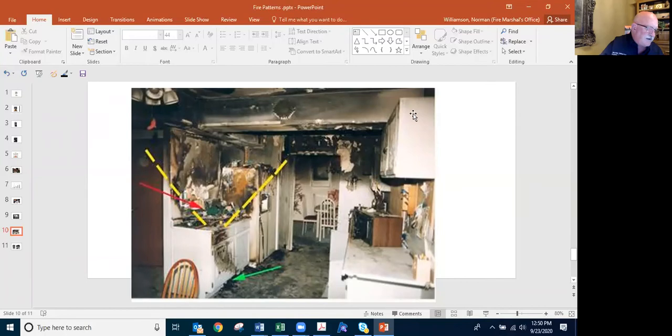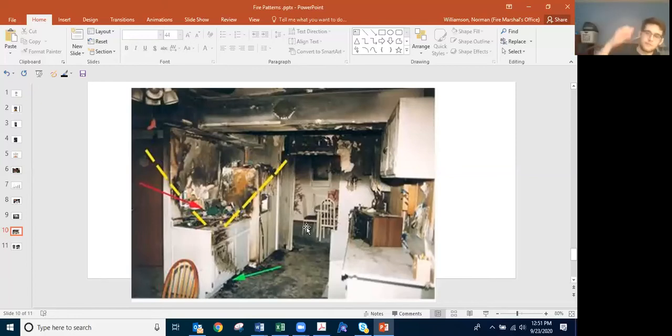Everybody okay with me on that? If you can see along here, you can see some thermal layering up on the cabinets a little bit too. See how it's lighter coming down on the cabinets? It's not a very good picture for that, but are there any questions about this one?